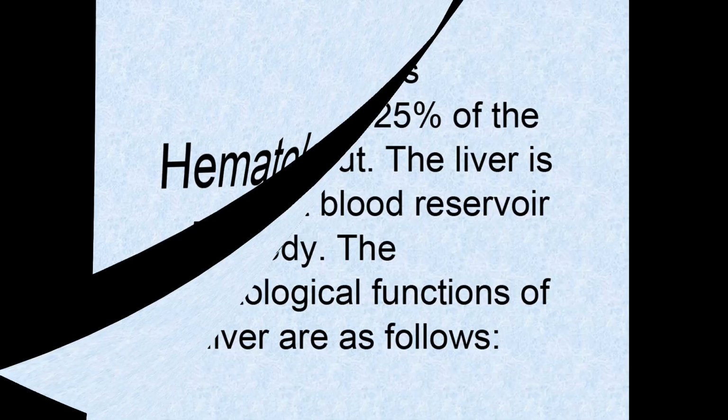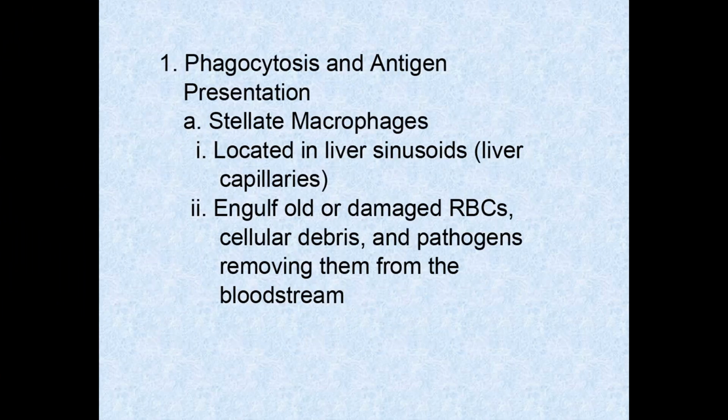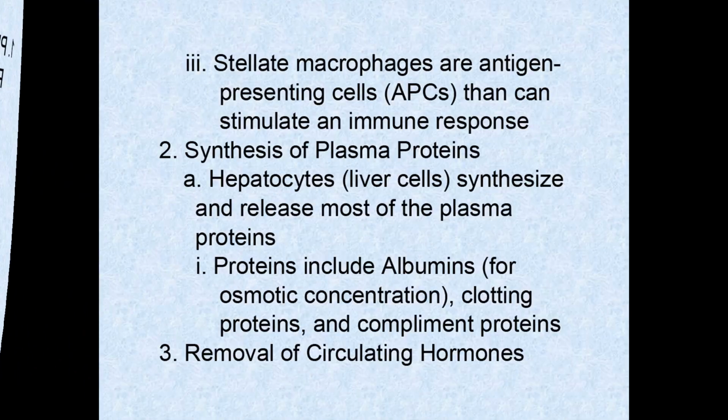Hematological regulation. The liver receives approximately 25% of the cardiac output. The liver is the largest blood reservoir in the body. The hematological functions of the liver are as follows. First, there is phagocytosis and antigen presentation. Stellate macrophages located in the liver sinusoids engulf old or damaged red blood cells, cellular debris, and pathogens, removing them from the bloodstream. There are also antigen-presenting cells that can stimulate an immune response.